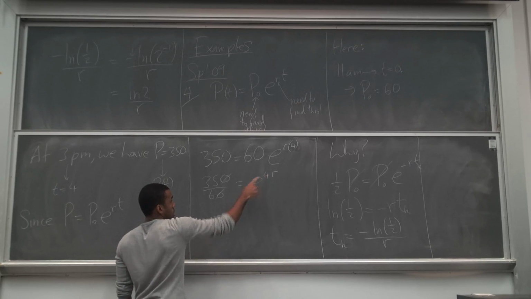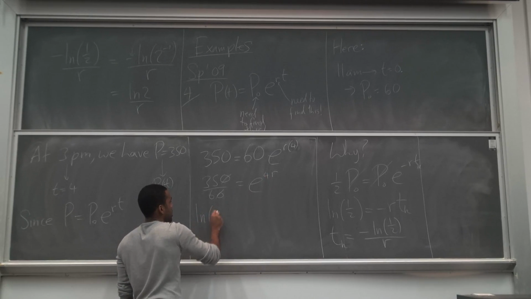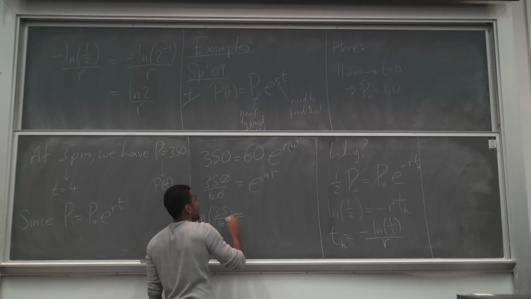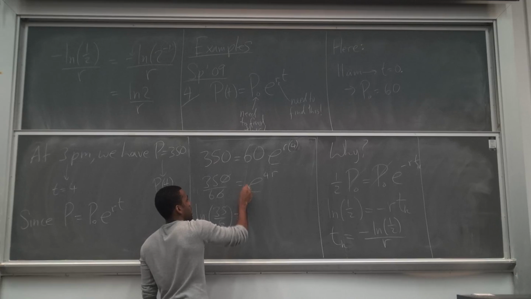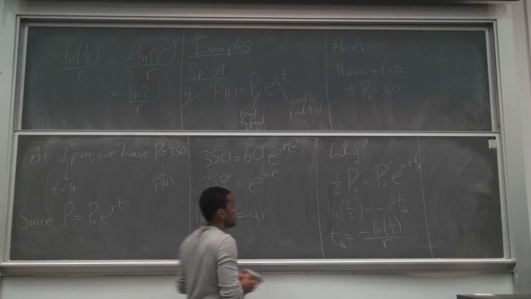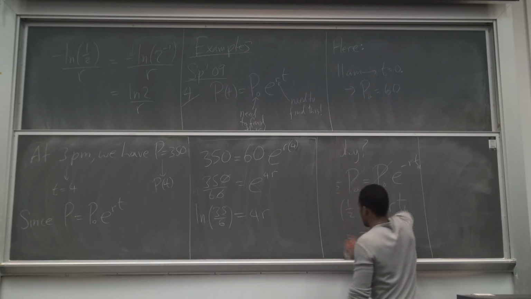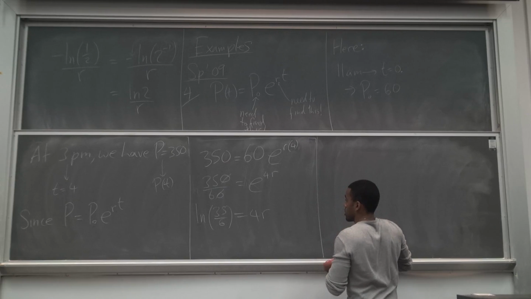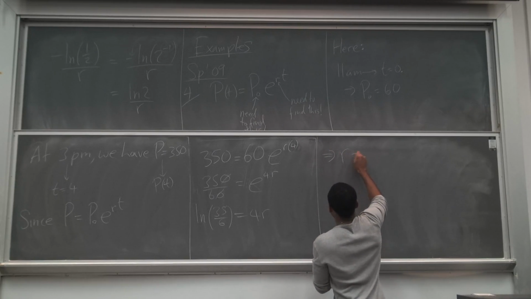Then you want to get to that power, so you take the ln of both sides. So I take ln of 35 over 6 equals ln of this. I take ln of this, ln of that. Ln cancels the e. I get 4r. And then what do I get? 4 equals. R is equal to?